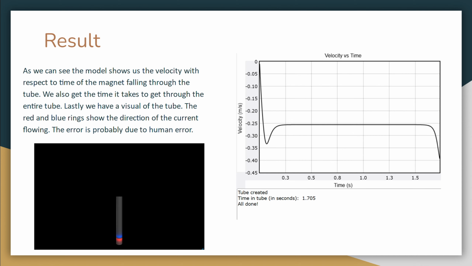The error between the experimental time and the model time is probably due to human error. It also could be due to an incorrect mu for the magnet, as we used the mu we found in lab 3.